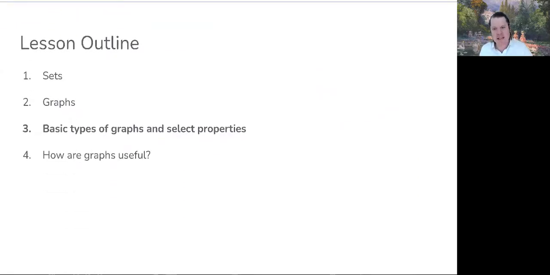So with this basic idea of a graph in mind, let's go ahead and look at the basic types of graphs that we might encounter, and also explore a couple of properties that might prove to be productive as we move forward.